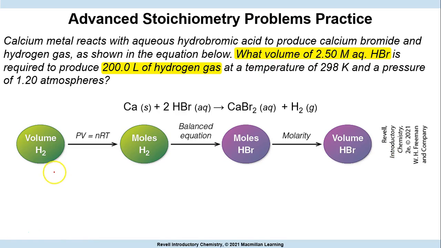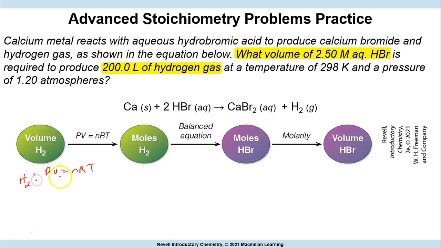So we are going to determine, from the volume that we have here, we are going to use the ideal gas equation PV is equal to nRT to convert to moles of hydrogen. From the moles of hydrogen, we'll use the balanced equation to convert to moles of hydrobromic acid. And from the moles of hydrobromic acid and the molarity, we are going to calculate the volume. So let's start. PV is equal to nRT. This for hydrogen.